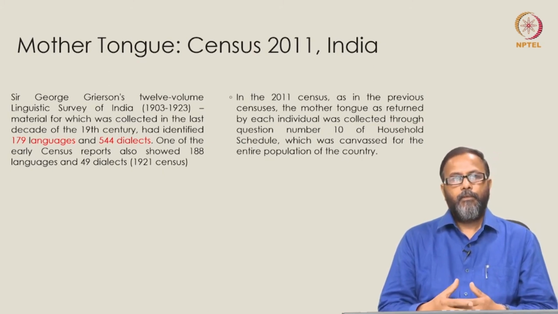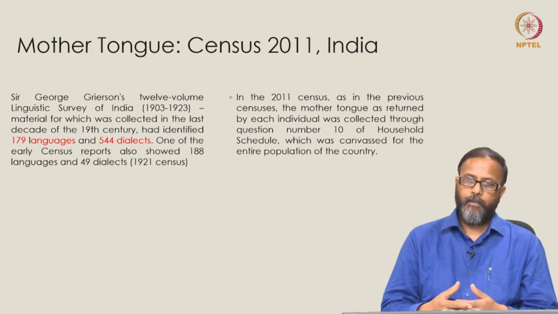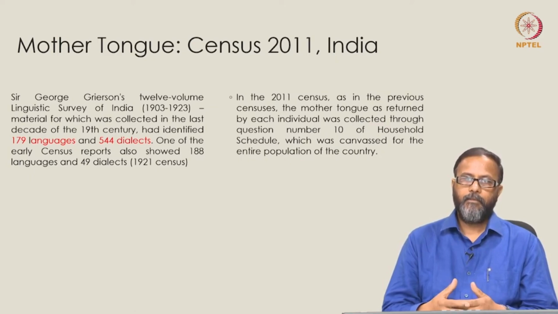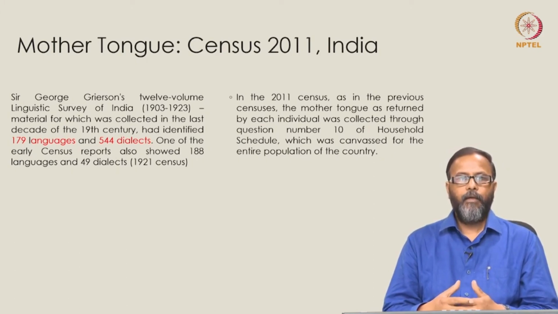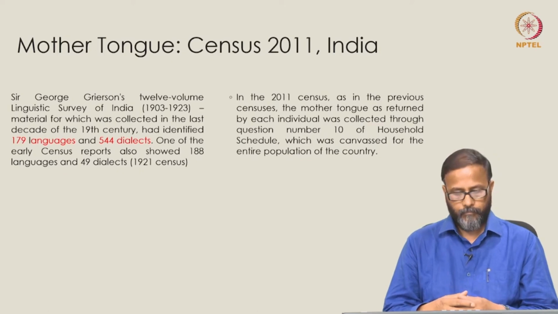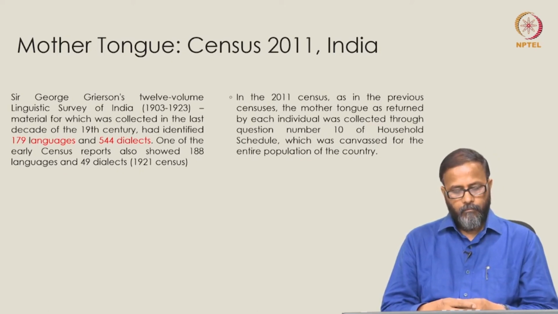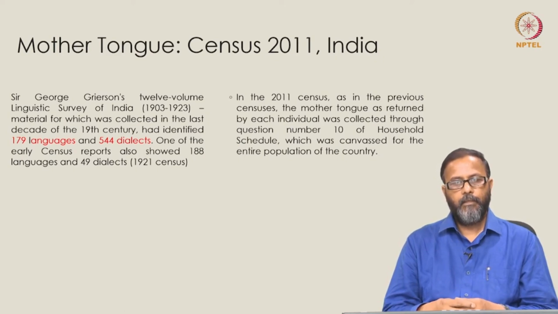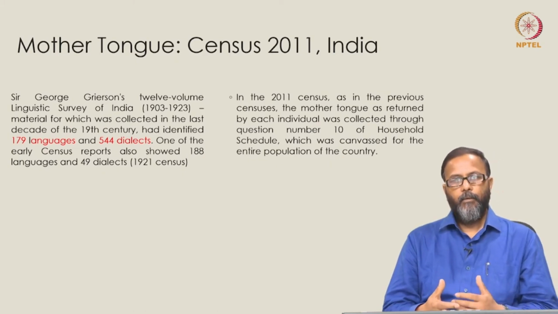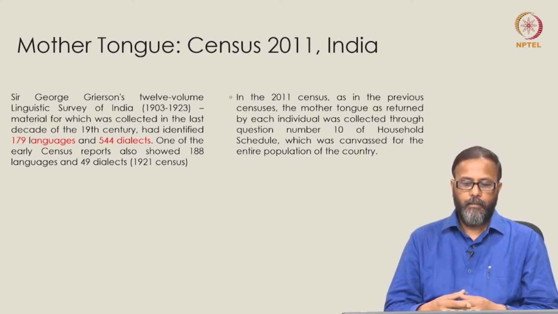However, Sir George Grierson produced 12 volumes of Linguistic Survey of India in the span of 20 years, starting from 1903 to 1923. And he came up with 179 languages and 544 dialects. The 1921 census, pre-independent India, also reports 188 languages and 49 dialects. Again, look at this variation in numbers.